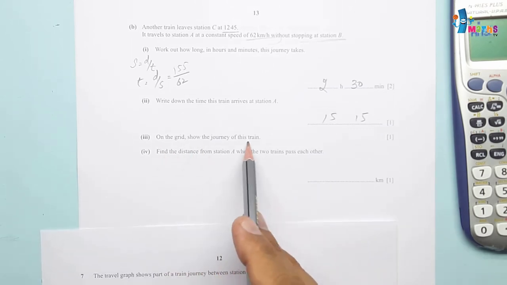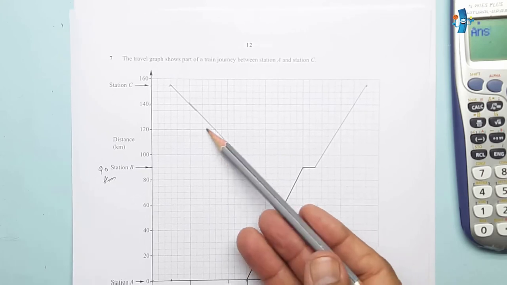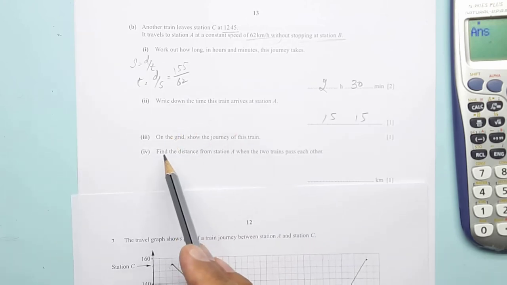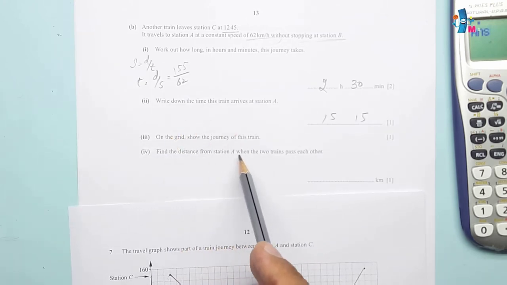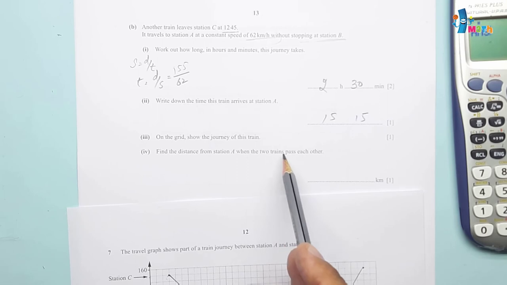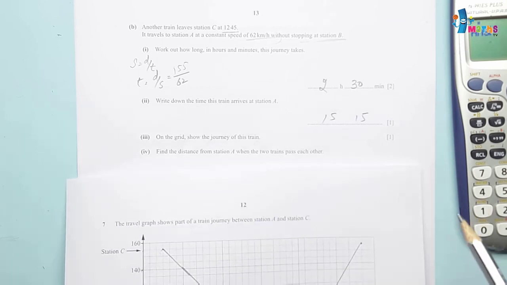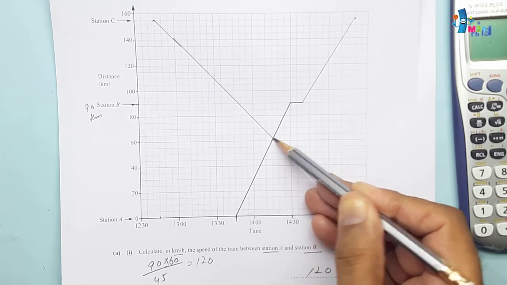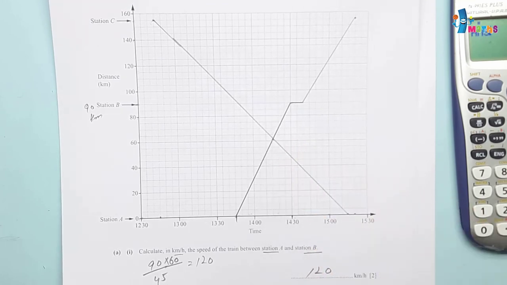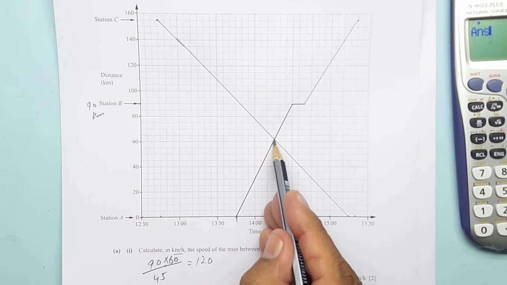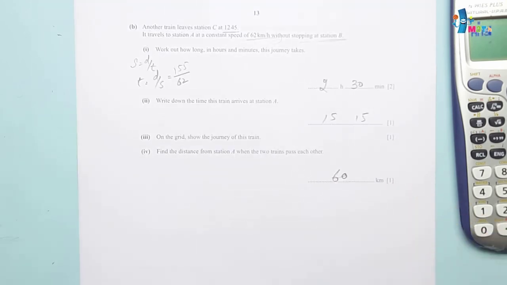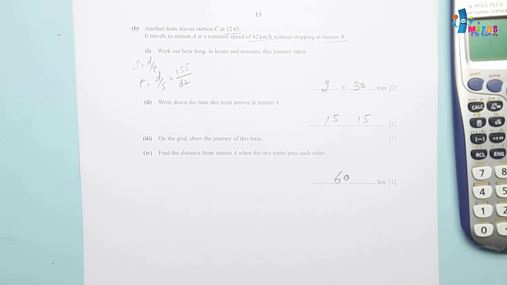On the grid, show the journey of the train, which we have drawn from C to A up to 15:15. Then they are saying, find the distance from station A when the two trains pass each other. Two trains pass each other over this point, and at this point, distance is 60. So we can write here 60 kilometers will be the distance. This question is also done.